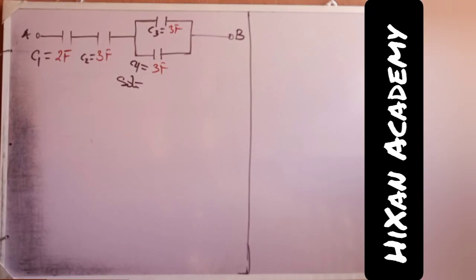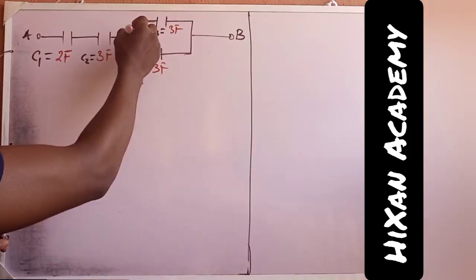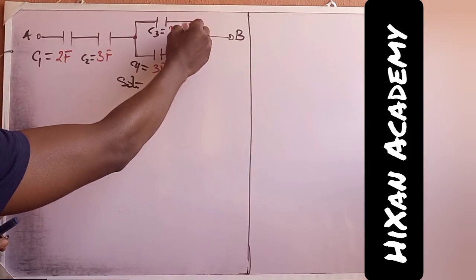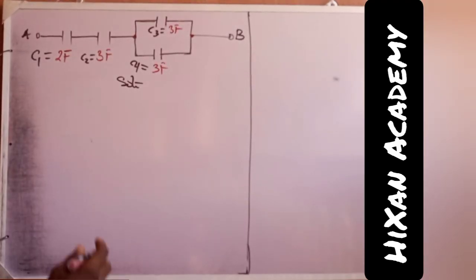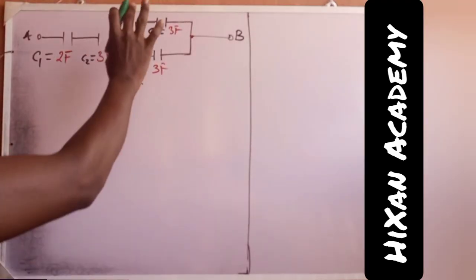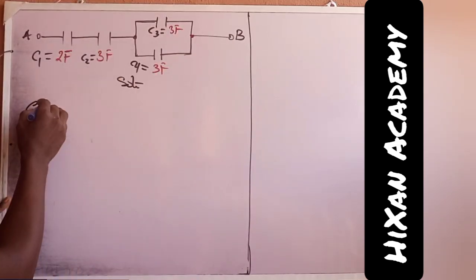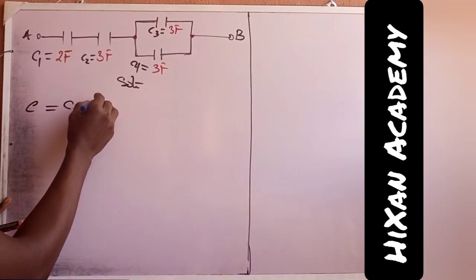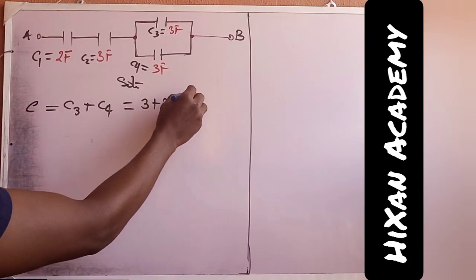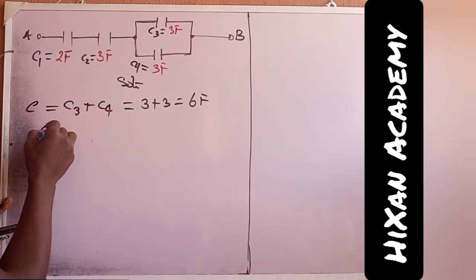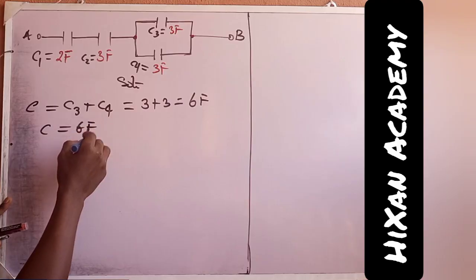Now, when you observe C3 and C4 closely, you see they have a common node, and that suggests they are in parallel. So we get their effective value for C3 and C4. Since they are in parallel, let's call it C. That will be C3 plus C4, and that gives us 3 farad plus 3 farad, and that is 6 farad. So their effective value is 6 farad.